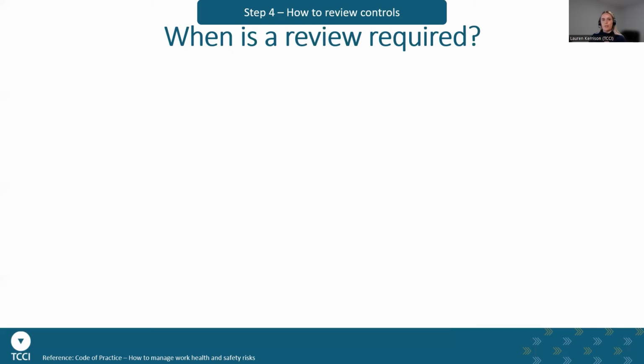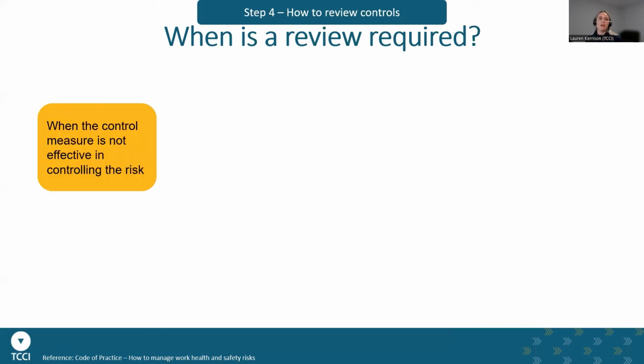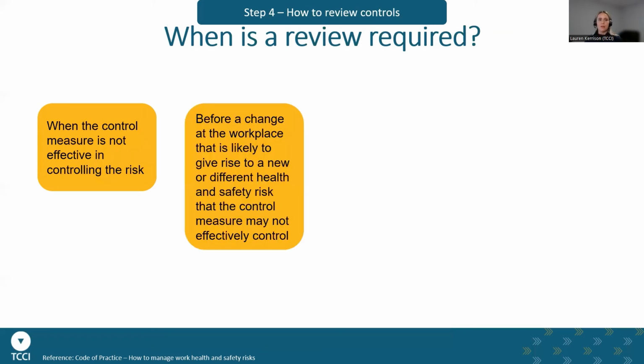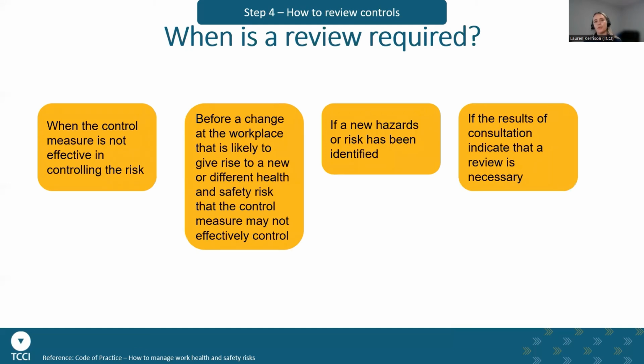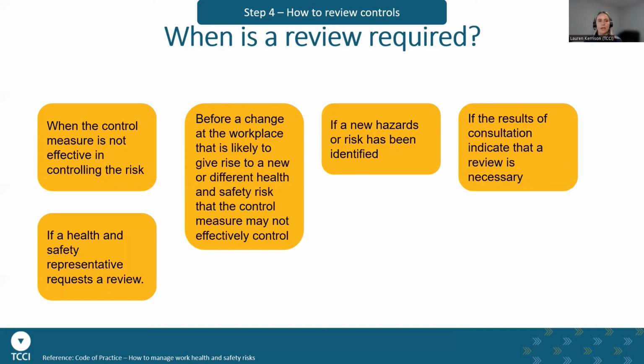So on step 4, when is a review required? When the control measure is not effective in controlling the risk, before a change at the workplace that is likely to give rise to a new or different health and safety risk that the control measure may not effectively control, if a new hazard or risk has been identified, if the results of consultation indicate that a review is necessary, and if health and safety representatives require a review. So that's only if you've got HSRs.